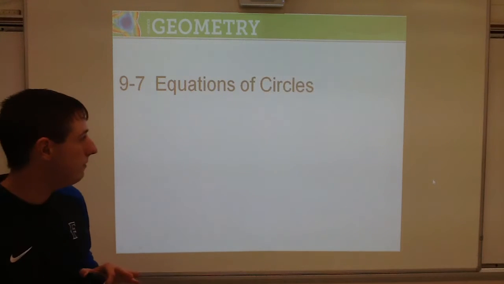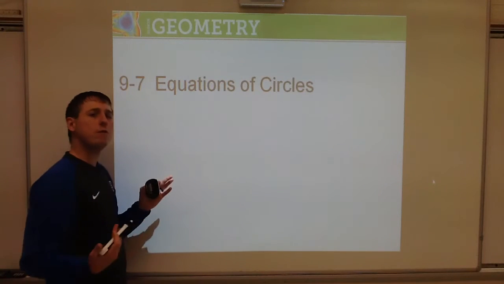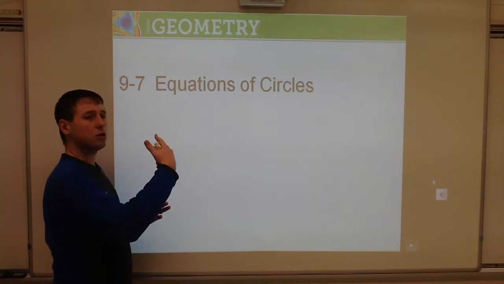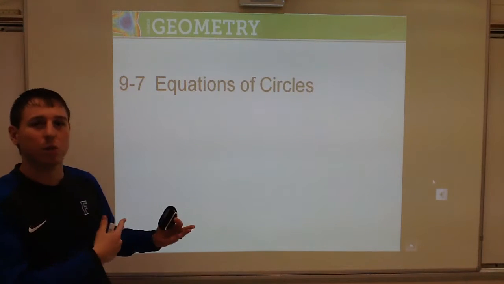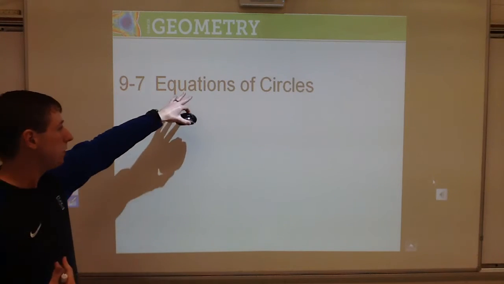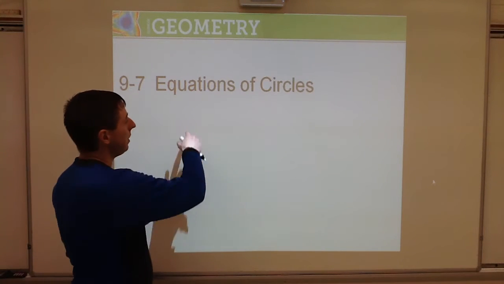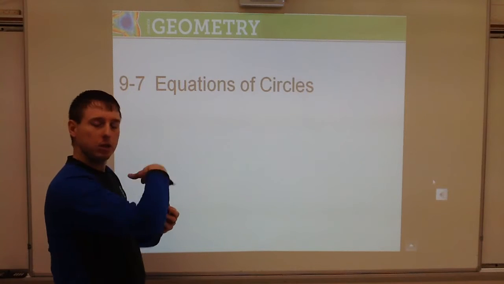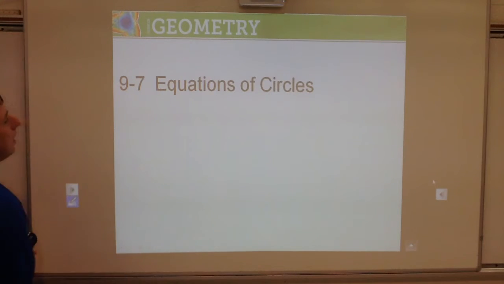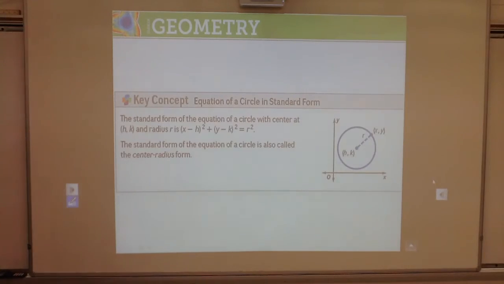But lesson 9-7, let's finish this chapter off. Equations of circles. So what we've been doing so far in the chapter is just look at the circle. We've got a missing piece, and we're trying to find that missing whatever it is. But now they're going to give us information about a circle, and we have to write an equation about it. So it's going to be a little bit different, but still all about circles. Okay, more and more circle stuff. All right, here we go.